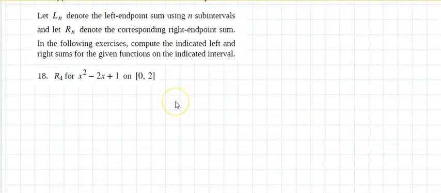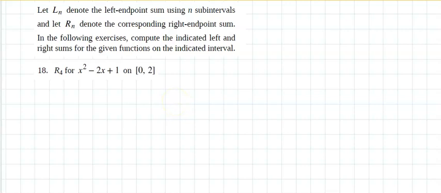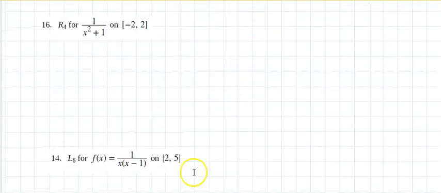Now, you don't need to graph it. Let L sub n denote the left endpoint sum and R sub n denote the right endpoint sum. In the following exercise, compute the indicated left and right sum for the given functions. They want, in this case, R sub 4. And in the next problem, they ask for L sub 6 right there.